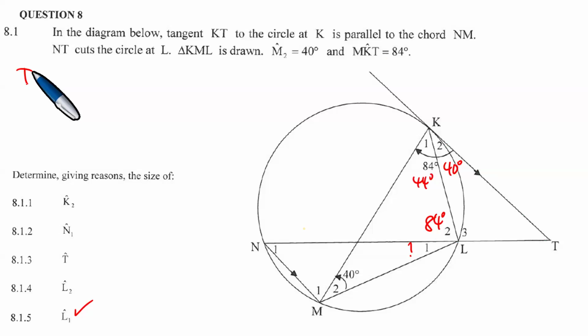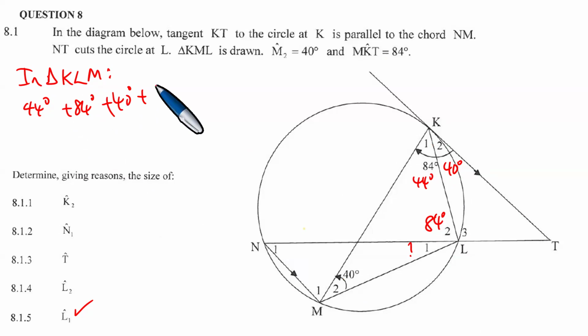Obviously you're on point. There are many ways to do these questions. In geometry there are many theorems you can use. But now we can just choose to work in triangle KRM and take 44 degrees, add 84 degrees, add 40 degrees, then add L1, and it's 180 degrees.